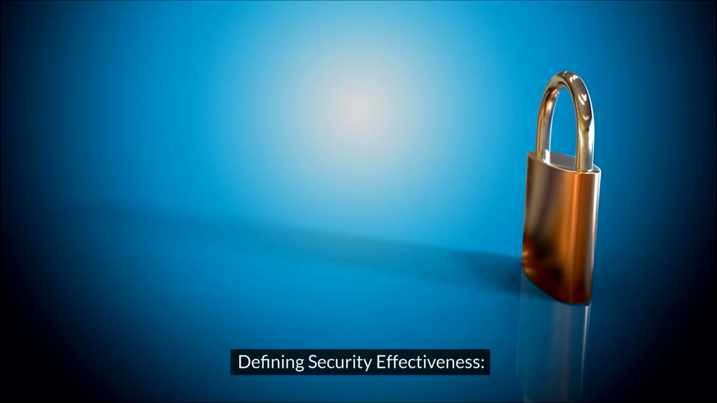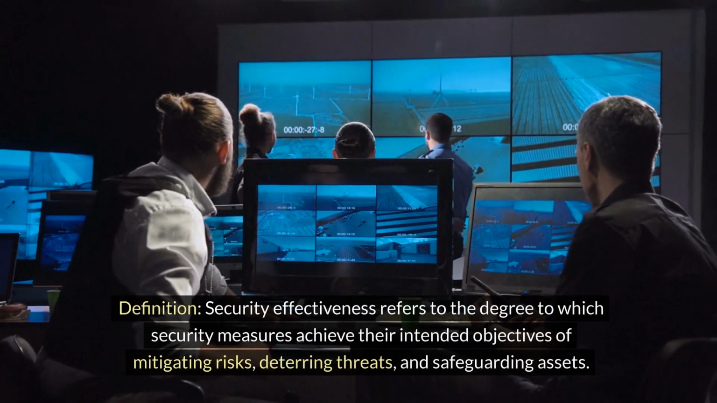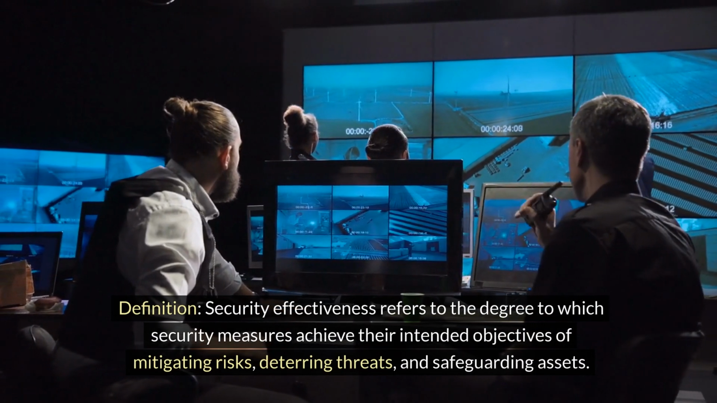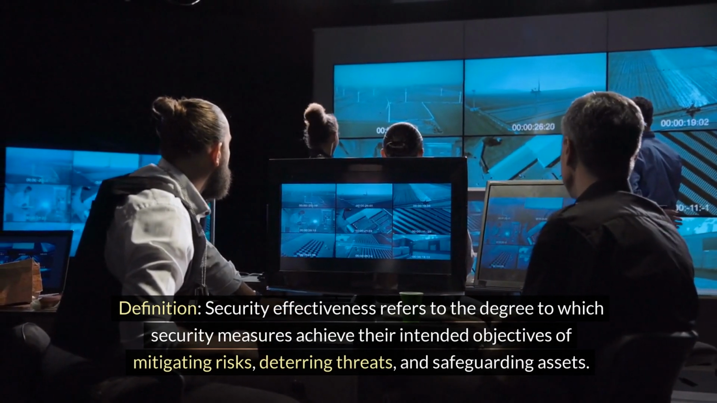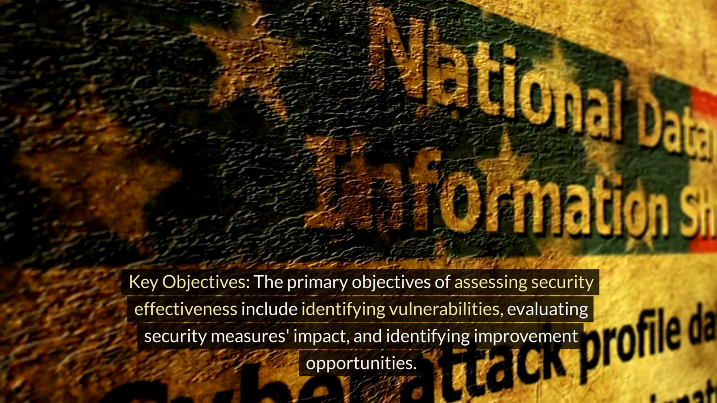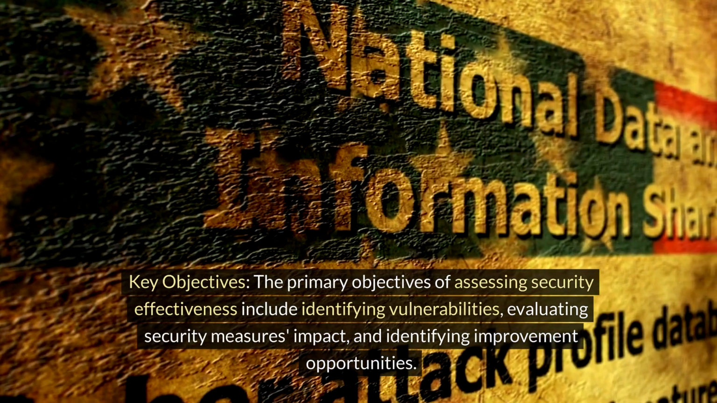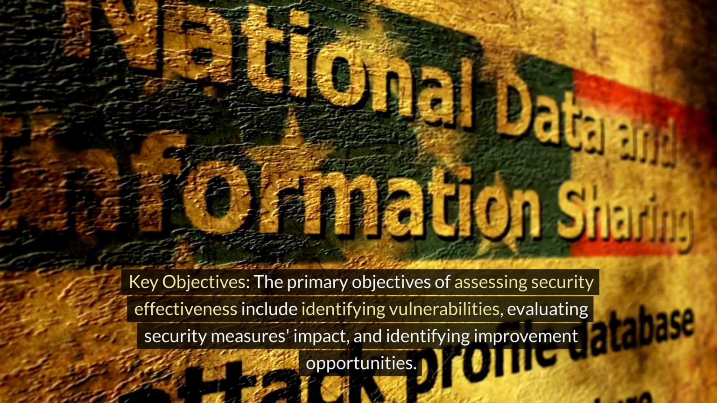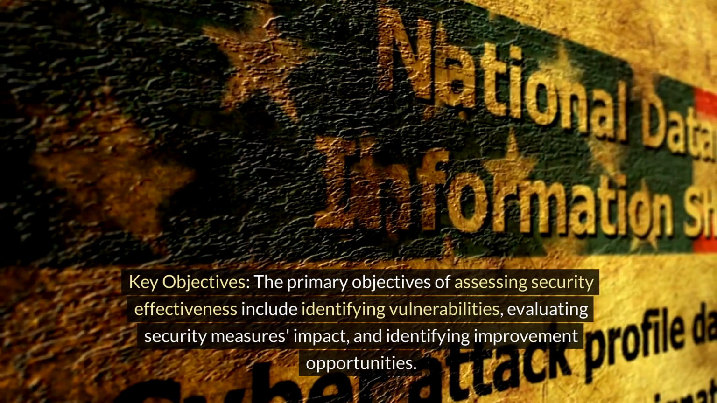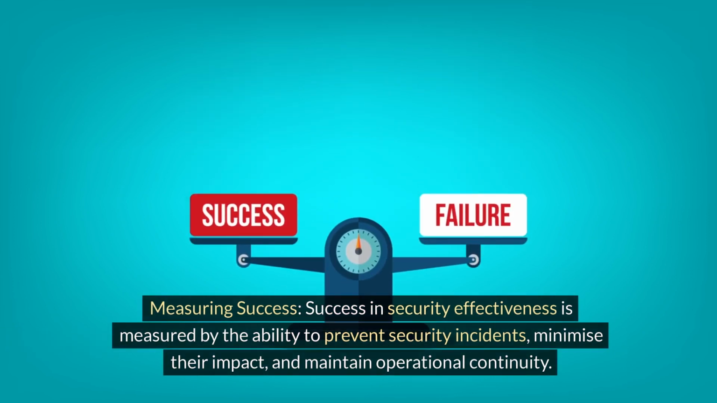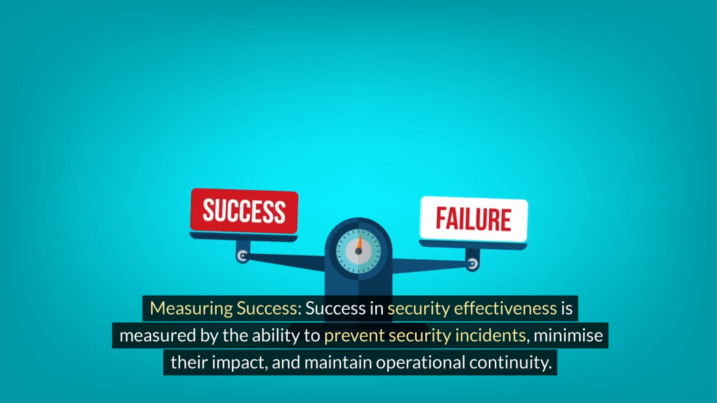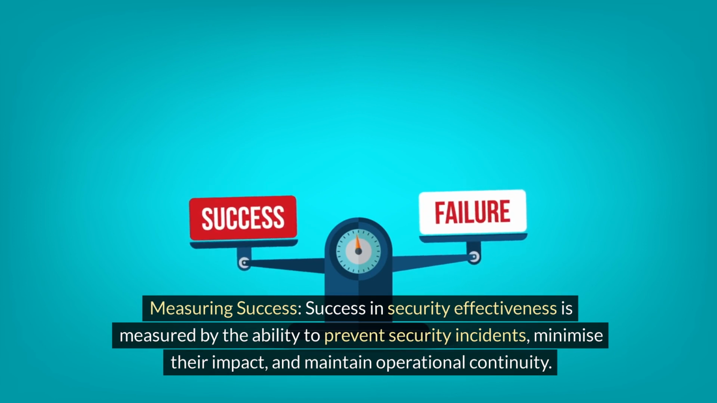Defining security effectiveness. Definition: Security effectiveness refers to the degree to which security measures achieve their intended objectives of mitigating risks, deterring threats, and safeguarding assets. Key objectives. The primary objectives of assessing security effectiveness include identifying vulnerabilities, evaluating security measures' impact, and identifying improvement opportunities. Measuring success. Success in security effectiveness is measured by the ability to prevent security incidents, minimize their impact, and maintain operational continuity.